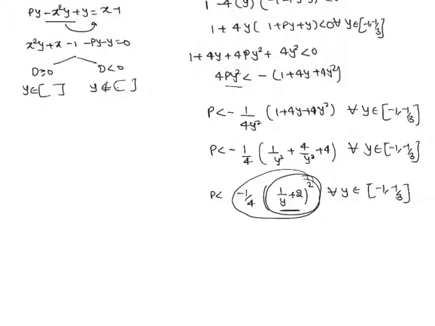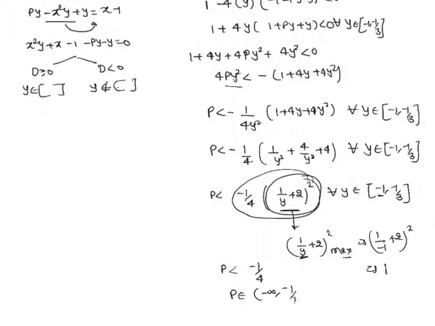That means (1/y + 2)² should be maximum. That means y should be minimum. So y's minimum value is -1. So we have to put 1/(-1 + 2)², so we'll get 1. So p should be less than -1/4. So p belongs to what we got: (-infinity, -1/4). That is the correct answer.